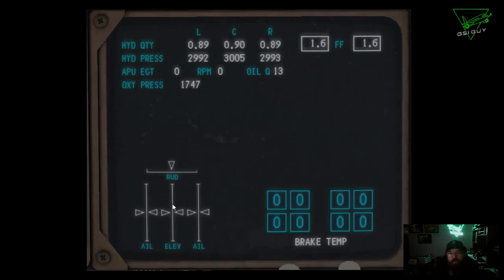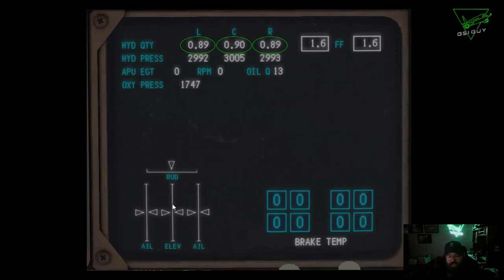So 1.0 is 100% full. We've got our quantity here. 0.89 is 89%, 0.9 is 90%, and so on and so forth, right? 0.75, 0.92, whatever. You just multiply by 100, guys. It's 100%.